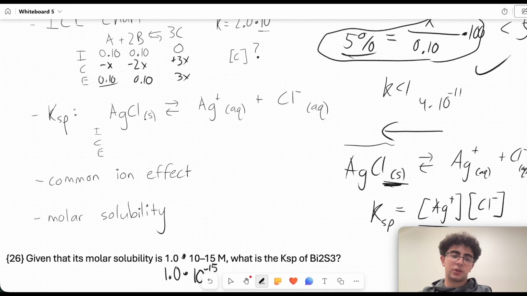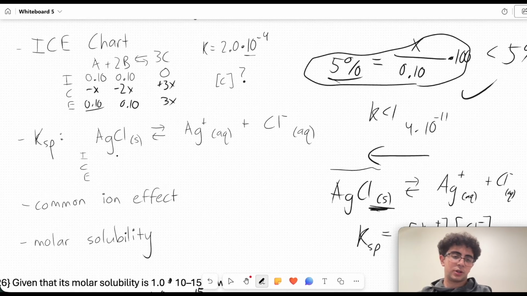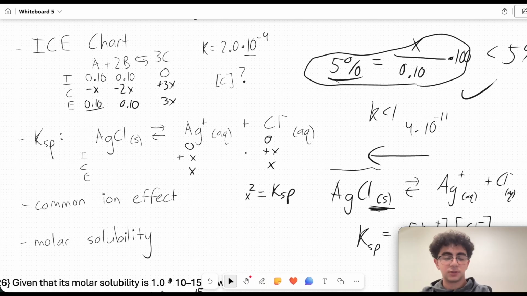And all this calculation is going to do is you're going to go the same way, except your initial value, you don't really care about it. You may be given, like this is just 0. And then plus x, and then this would be x, and then you're just going to set up x squared equals your Ksp value and solve for x, how much Ag plus you have. It's a relatively simple calculation.